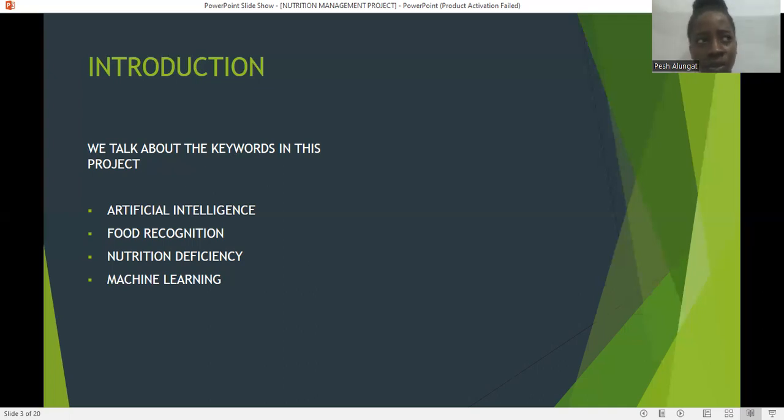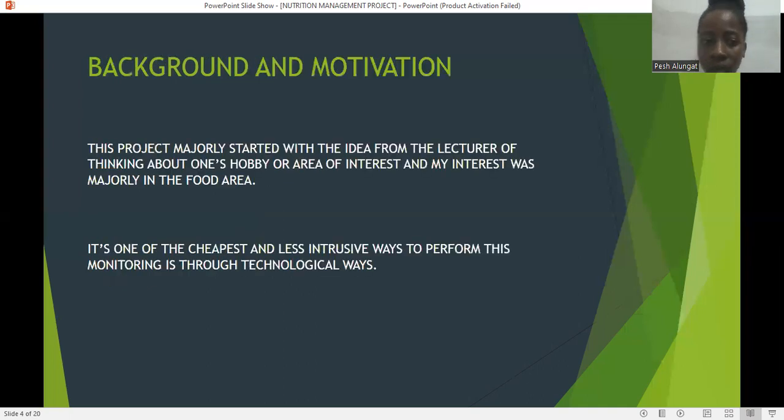Nutrition deficiency. So mainly the problem we are trying to solve in this project is malnutrition, which is caused by deficiency of some nutrients in the body. Machine learning, here we shall train our system or train the models to adapt to the environment in a more human-like way. So, background and motivation.